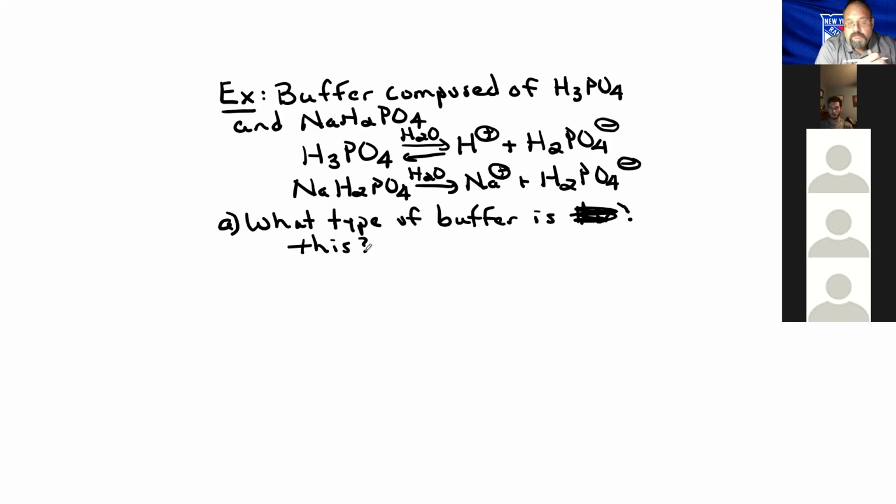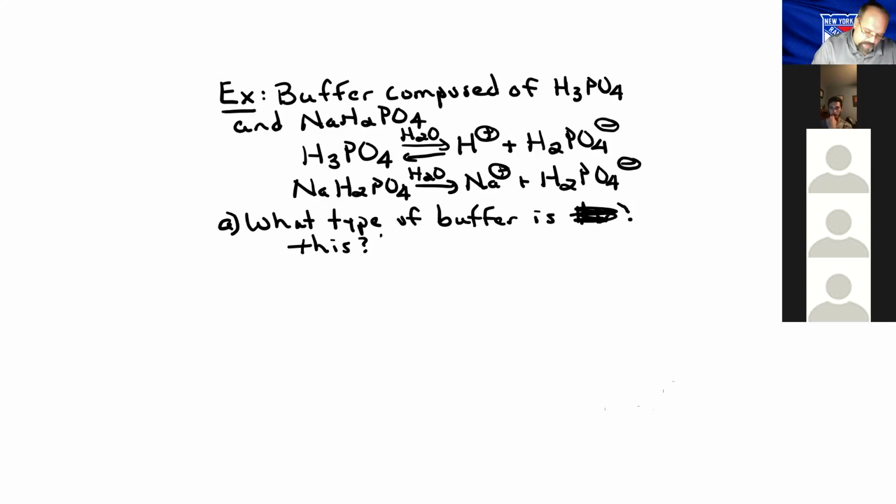H3PO4 double arrow, H plus, H2PO4 minus. The double arrow indicates the products are ions. So partial dissociation. And since one of the products is H plus, it tells me that, of course, H3PO4 is what type of substance? It's an acid. So H3PO4 has to be a weak acid.